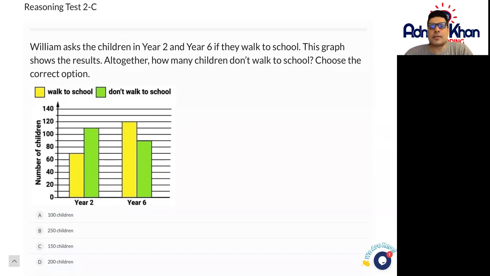So William asks the children in Year 2 and Year 6 if they walk to school. This graph shows the results. Altogether, how many children don't walk to school?